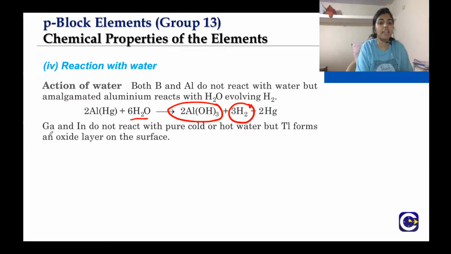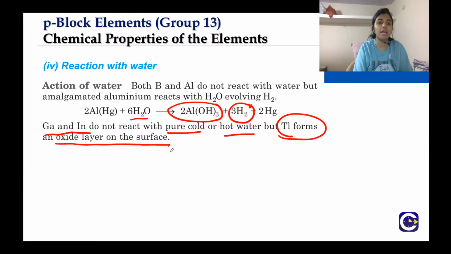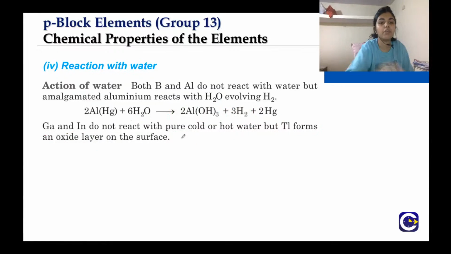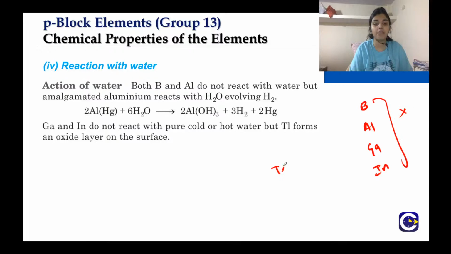While if you take gallium and indium, they do not react with pure cold water, and hot water also. But thallium forms an oxide layer on the surface, the same as aluminium, right? So the only thing you need to remember here is that boron, aluminium, gallium, indium do not react with water. Thallium forms an oxide layer on the surface, right? And the second exception is that amalgam of aluminium reacts with water to give you what? Hydrogen gas.